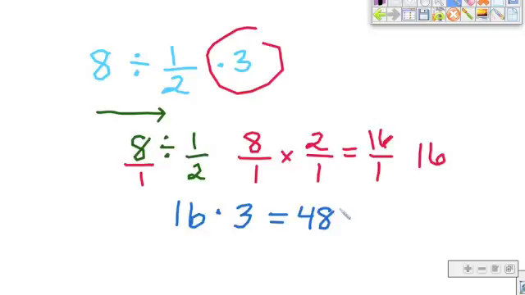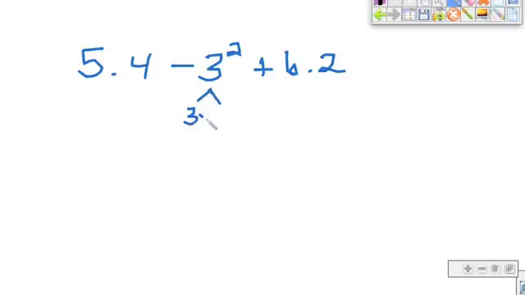All right, let's try another one. This one has an exponent in it. So we have 5.4 minus 3 squared plus 6.2. All right, so we don't have any grouping symbols, but we do have an exponent. So let's go ahead and do that first. So we have 3 squared, which we know means 3 times 3, which is 9. So now bring down everything that you did not deal with.